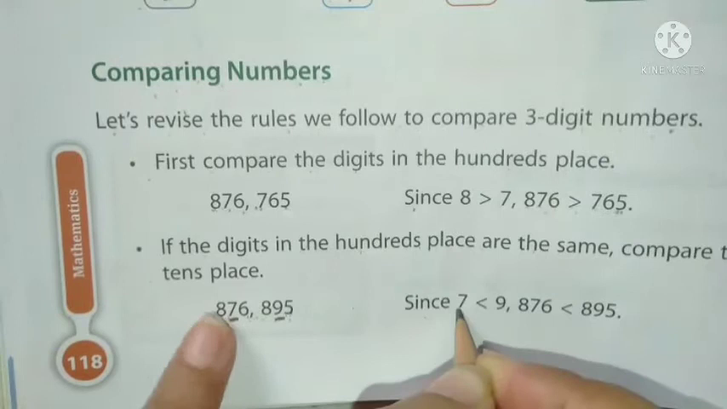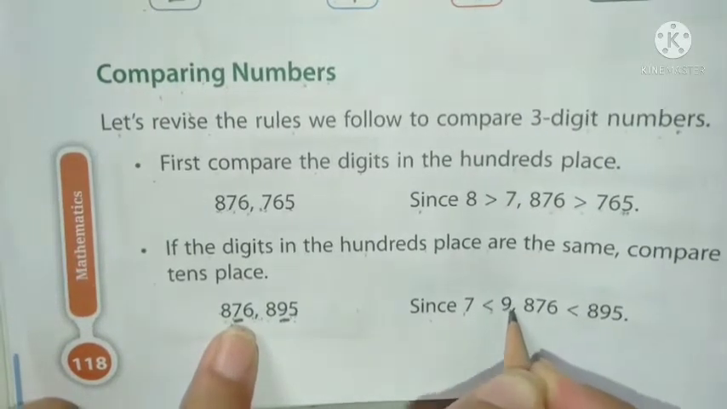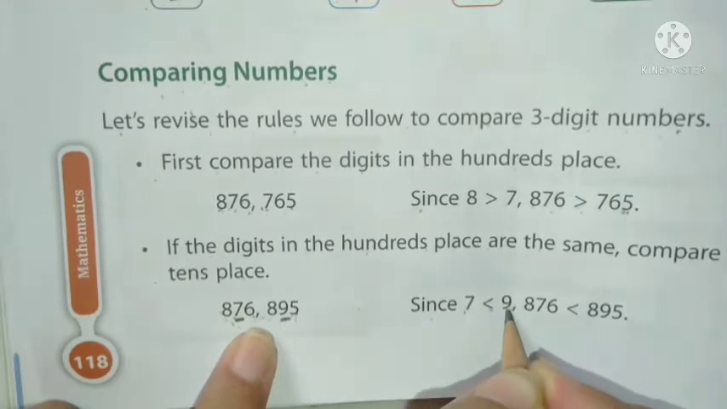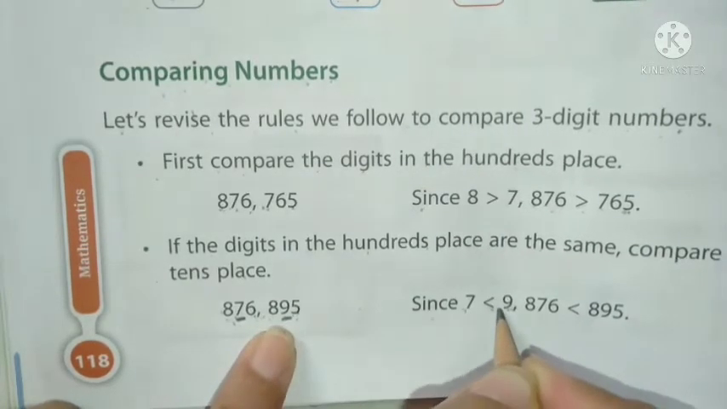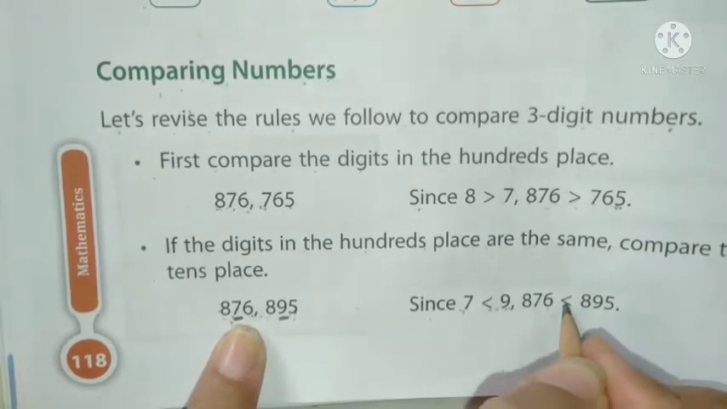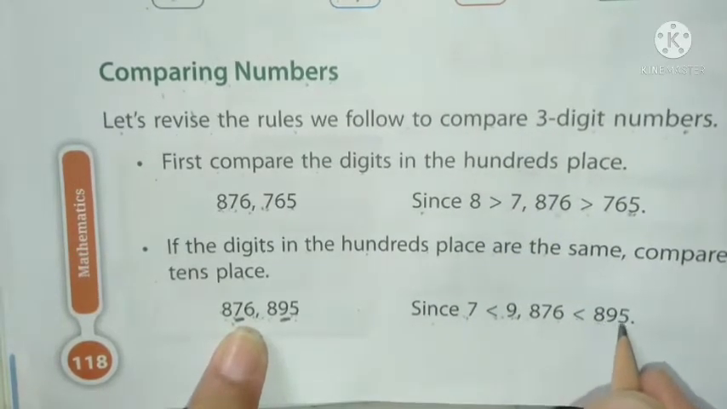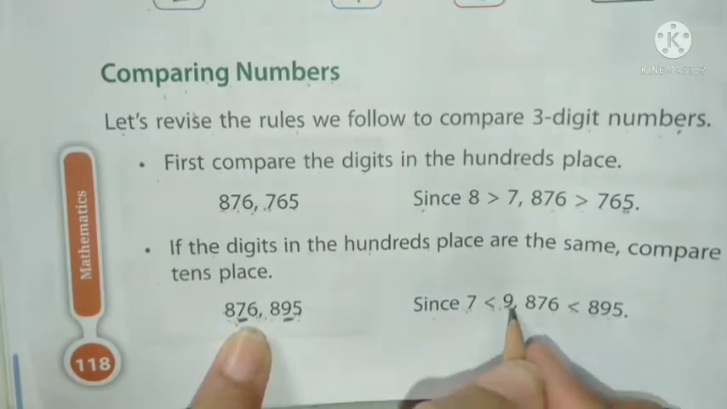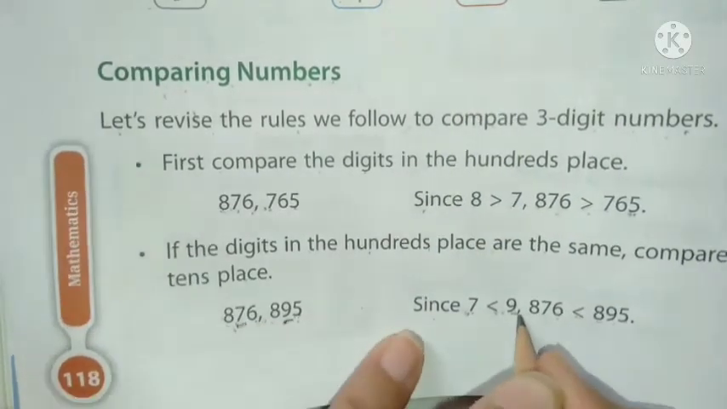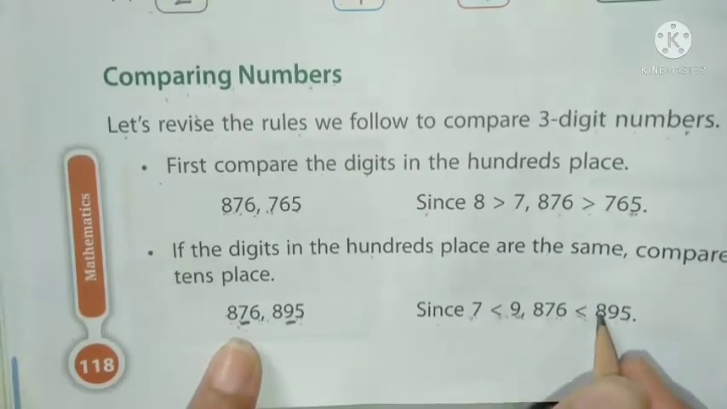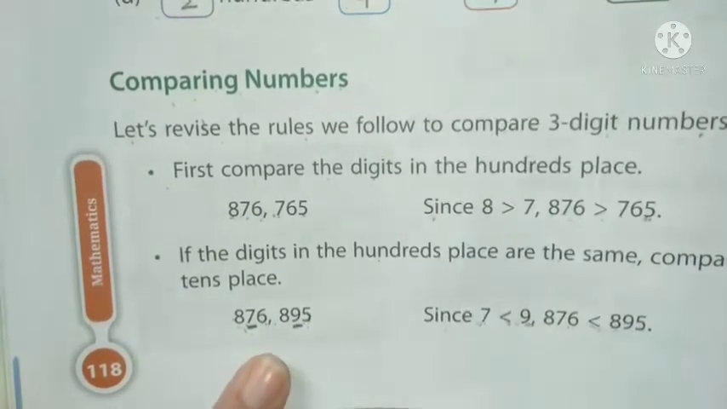Here 7 is given and here 9 is given. Since 7 is smaller than the 9. 7 कैसा है? 9 से छोटा है. So 876 is less than 895. 7 is less than 9. यानी 7 कैसा है? 9 से छोटा है. So 876 is less than 895.